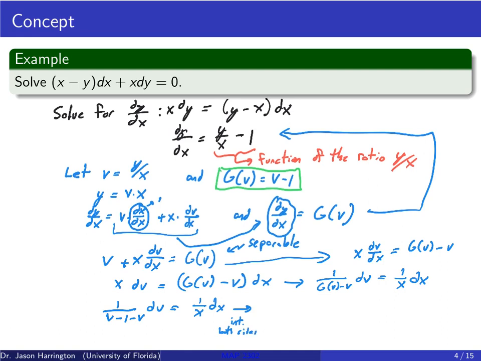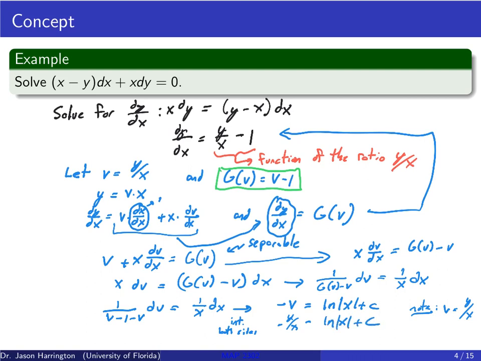So when I integrate the left hand side, I just get negative v, because negative 1 is the only thing that's left over. And on the right hand side, I'm going to get just the natural log of the absolute value of x plus c. Now recall that v was just equal to y over x. So when I make my substitution, y over x is just going to be negative, minus the natural log of x plus a constant.